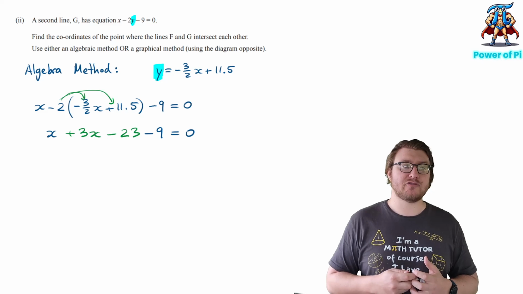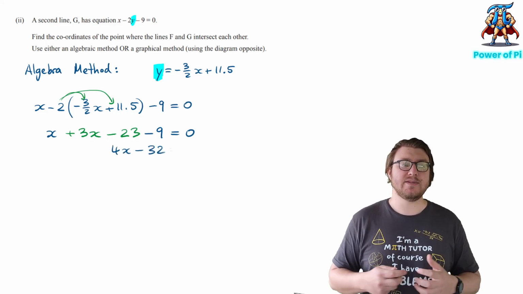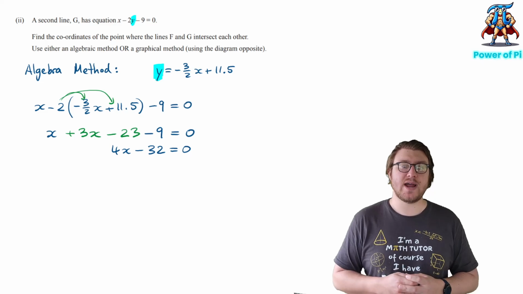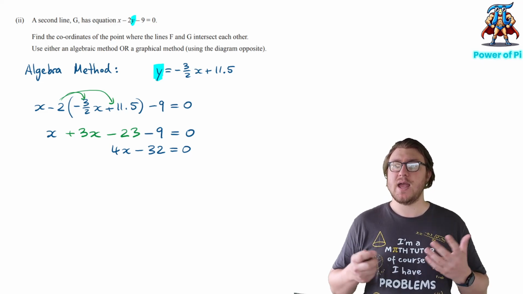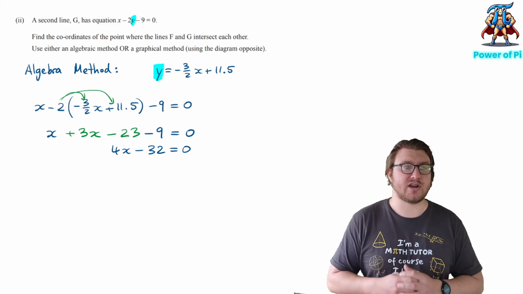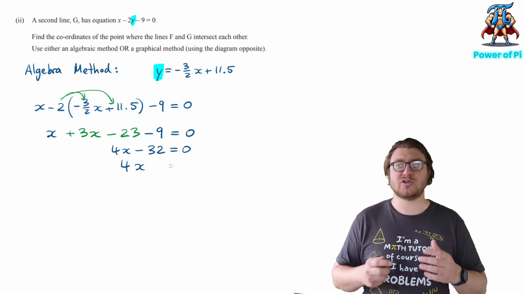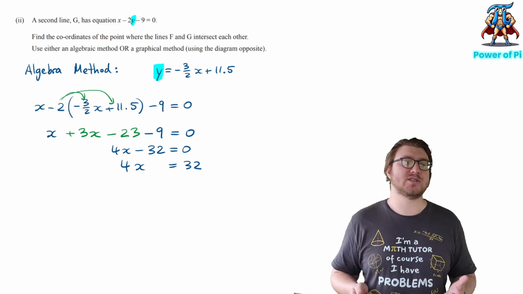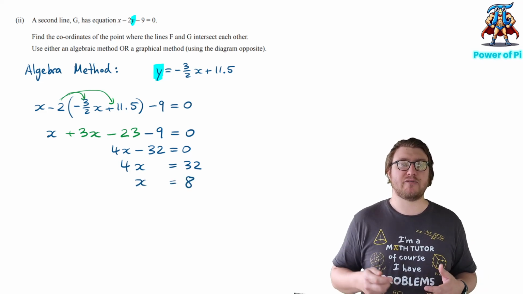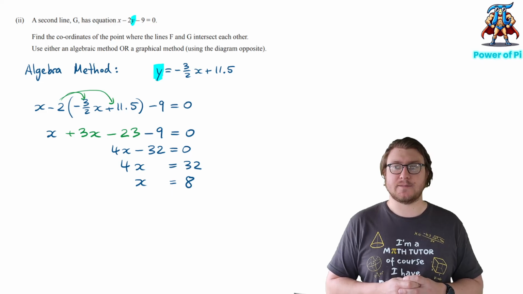So we're going to get the 3x and x together and the numbers together to give us 4x minus 32 is 0. And now I'm pretty sure everyone can take it home from here, moving the 32 to the other side by making it positive, and dividing both sides by 4 will give us x is 8.